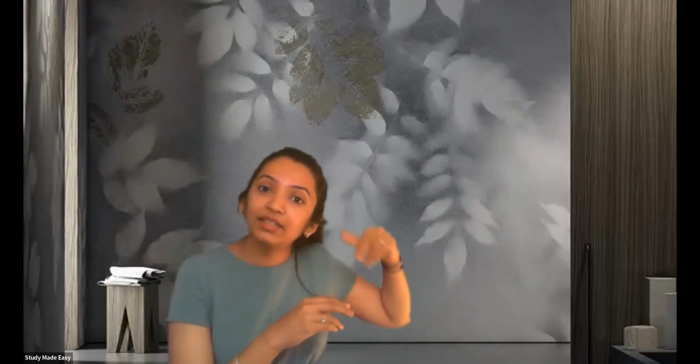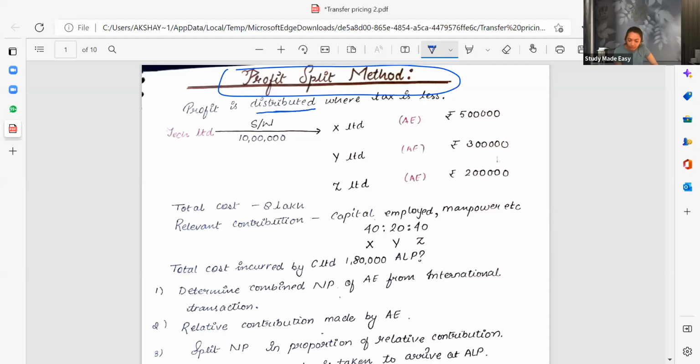You will try to distribute profit in the country where taxes are low, and where the taxes are high, you would like that profit should not be distributed more. You should not distribute the profit over there. So in this case, profit is distributed more where the taxes are less.